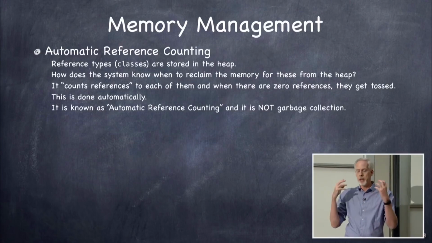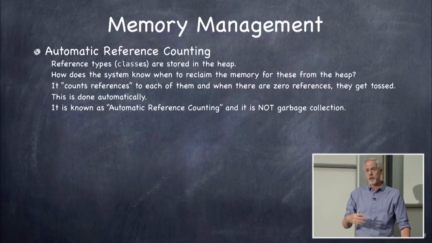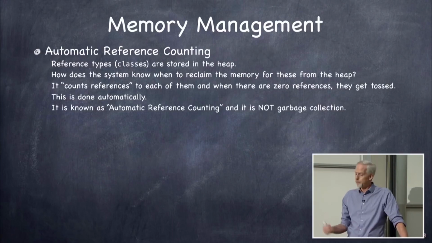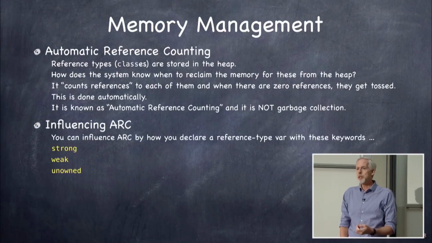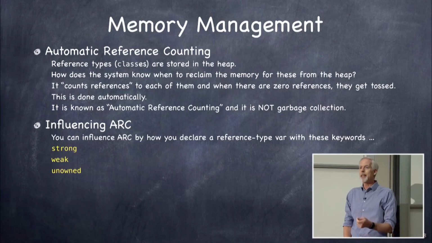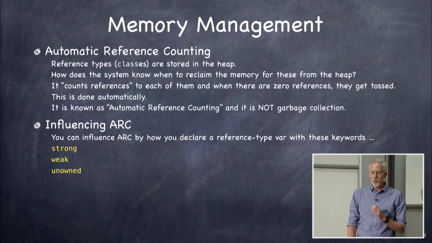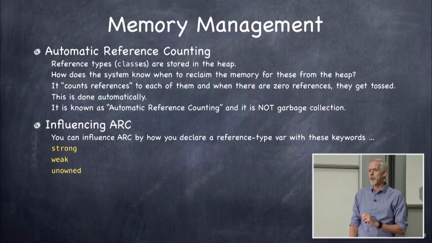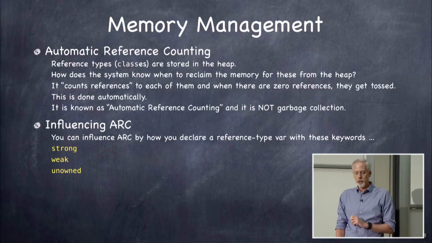So it couldn't be simpler. It's the exact way you would think conceptually to make it work. It's actually quite difficult under the covers to do that. Swift was designed with it in mind from the start, so it's an awesome system. You can influence this automatic reference counting a little bit. You can't really control it, but you can influence it with these three keywords when you declare a var: strong, weak, and unowned.